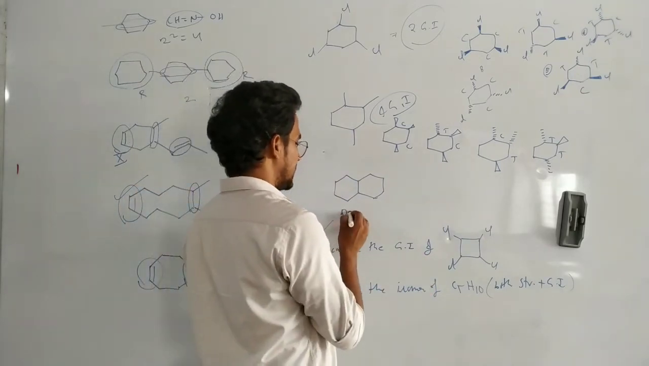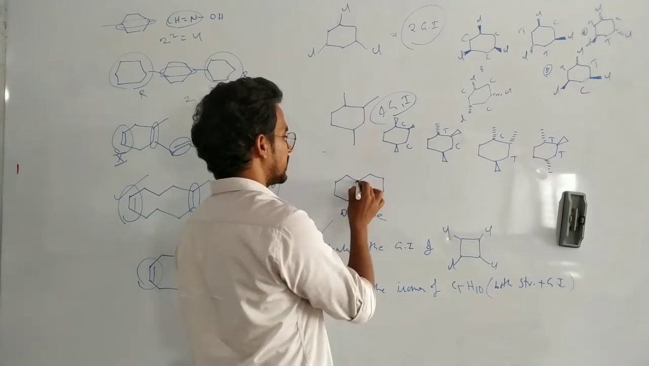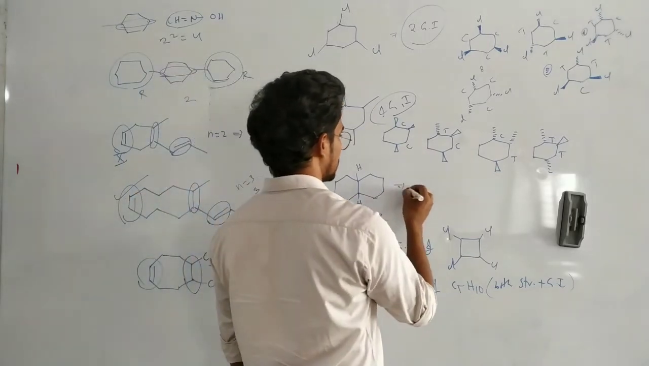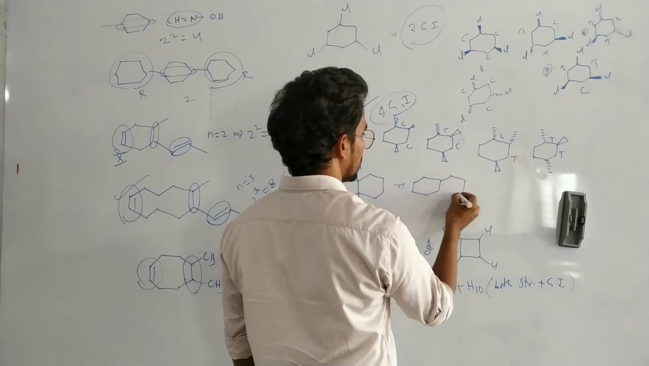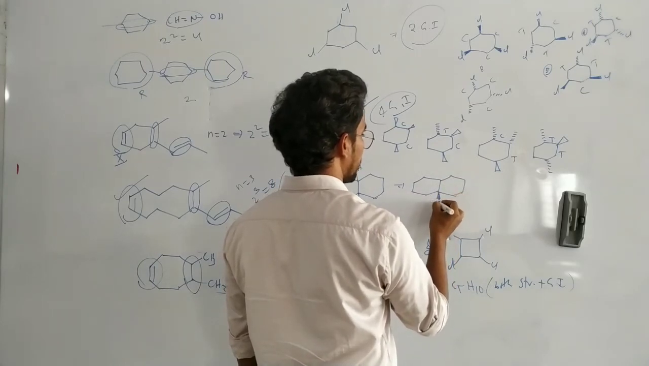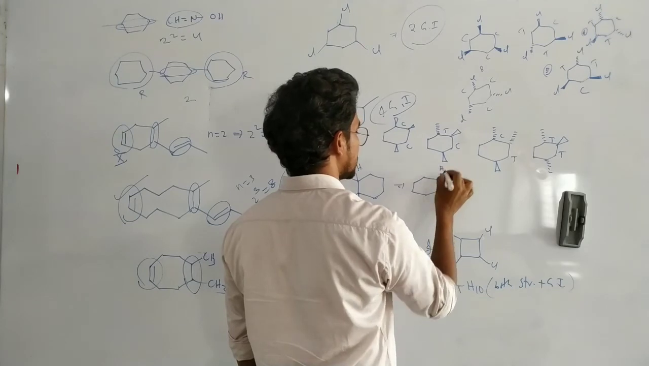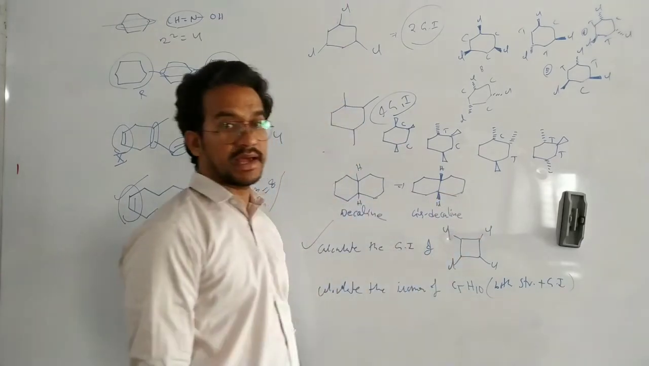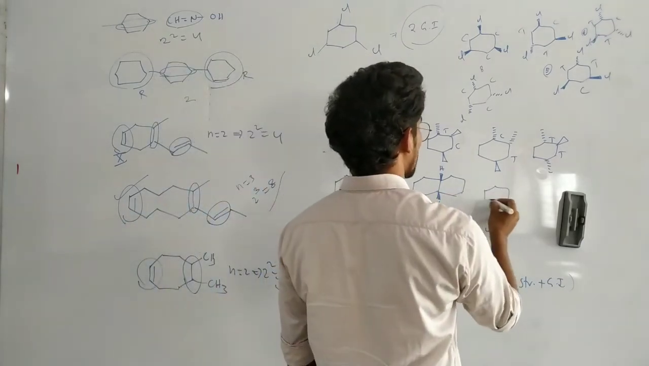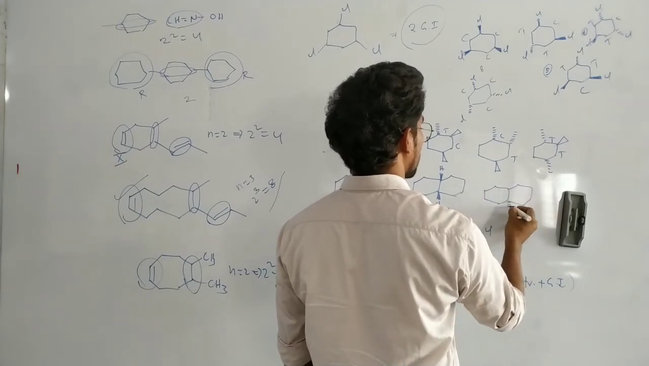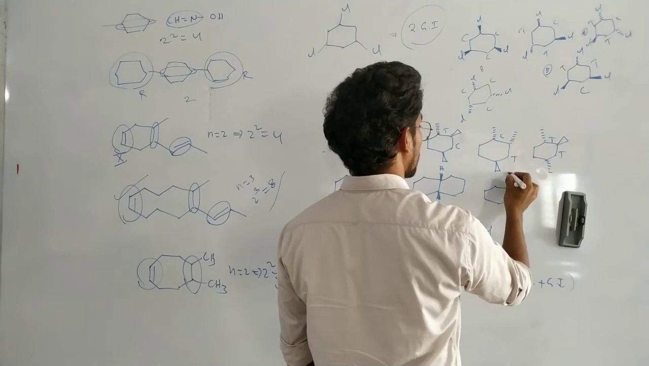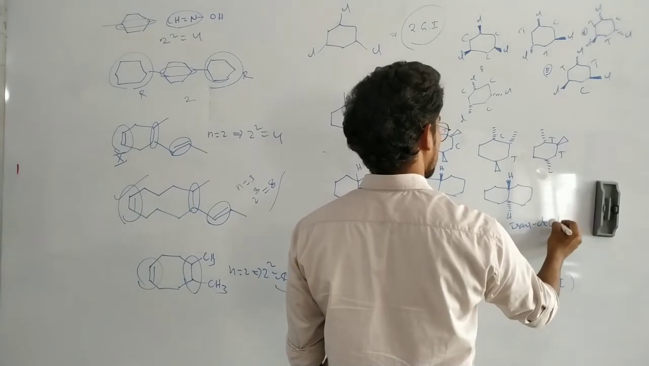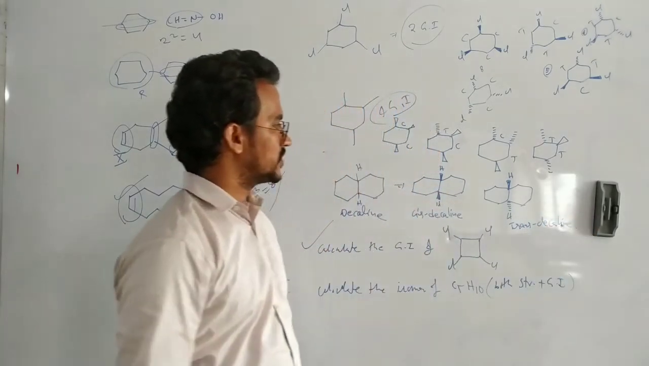Now this is decalin. There is a hydrogen, there is a hydrogen. If these two hydrogens are above the plane, this is cis decalin. If those two hydrogens are opposite, that is trans decalin. Okay? That's it.